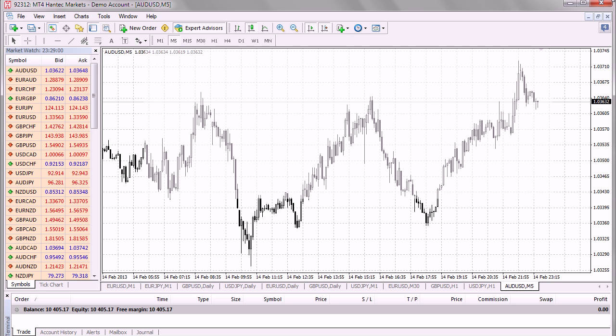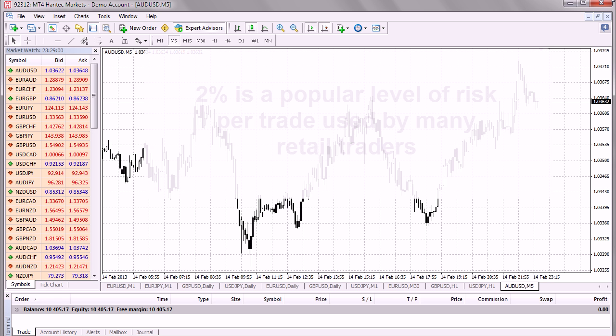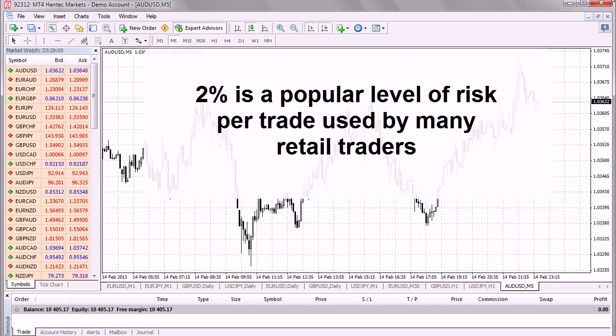Not surprisingly, different traders have different levels of risk tolerance. Some traders that employ this methodology allow themselves to risk no more than 1% of their account balance on any one trade. Others feel that they will never make any progress unless they allow themselves between 5% and 10% risk per trade. A popular figure among many retail traders is 2%. While you must determine for yourself what level of risk you are comfortable with, we will use 2% for the purpose of illustrating the methodology in this video.